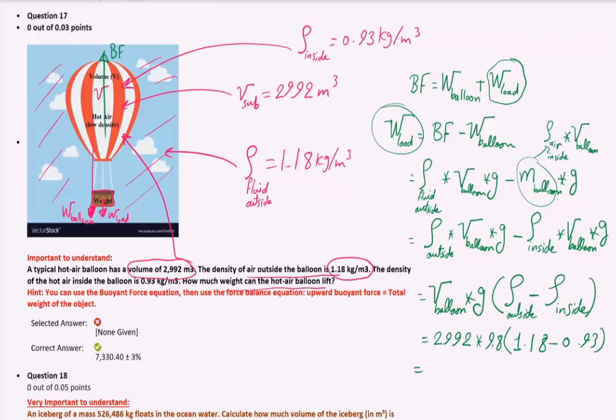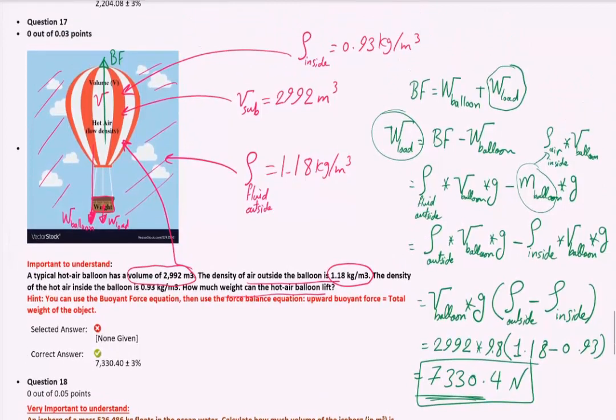Let's try to do it together. 2992 times 9.8 times 1.18 minus 0.93. The answer is 7330.4 Newton, of course. So this is the weight of the load that this balloon can lift.